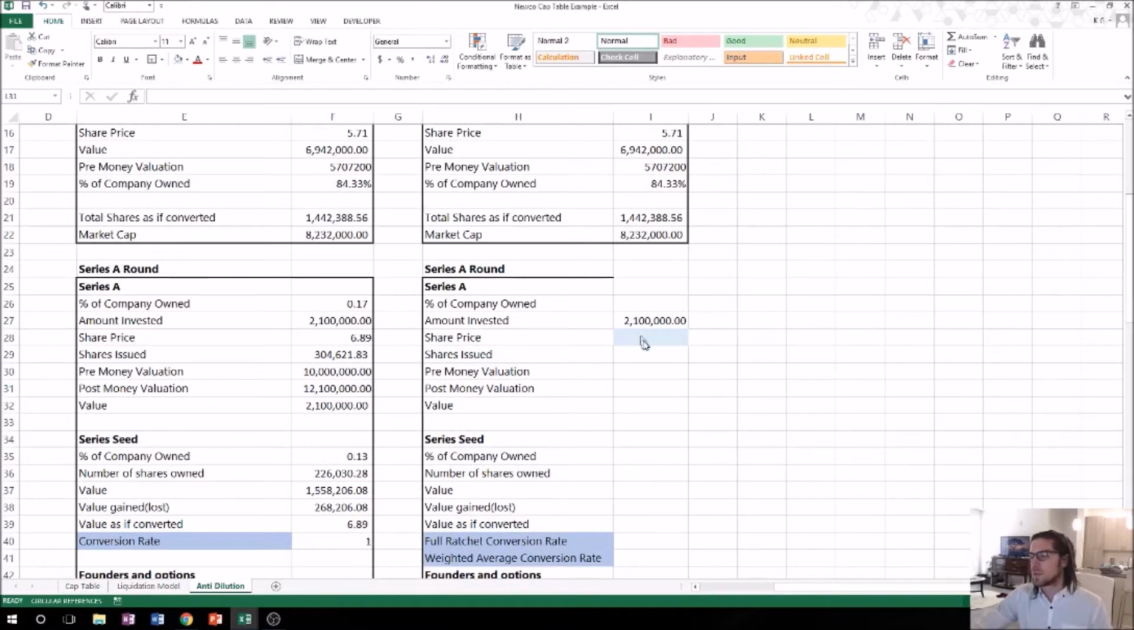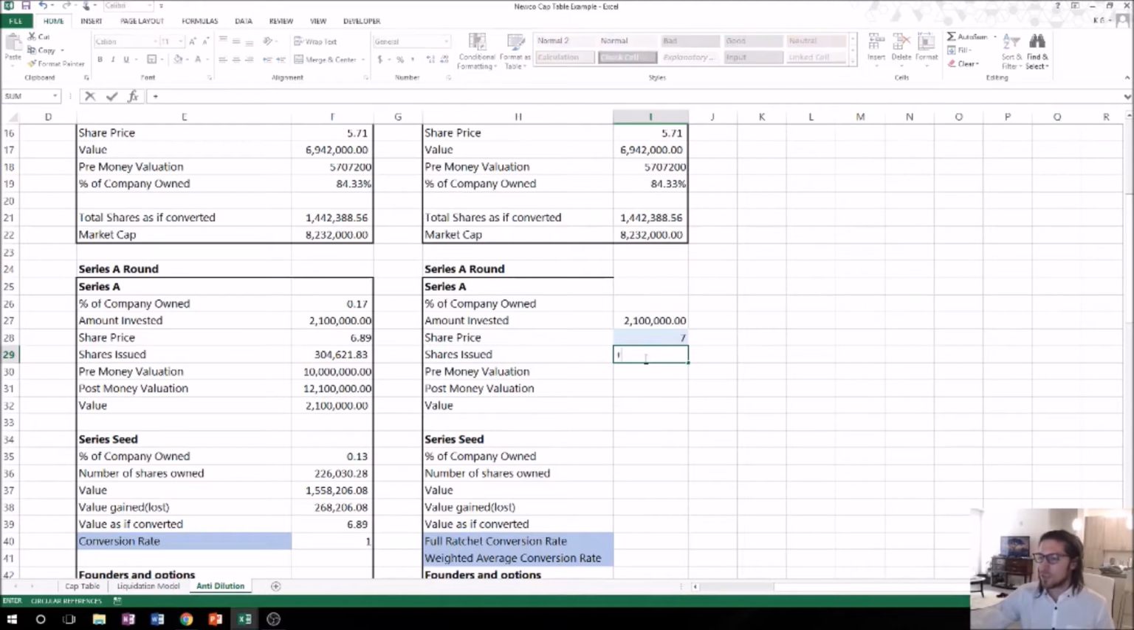The reason is that we don't calculate a share price here for the weighted average method. What we do instead is we use Solver to calculate the share price, and we'll do that once we get down to the bottom. But I'm going to highlight in blue and then just stick a number in there, 7, just so we don't get errors as we go down the line.